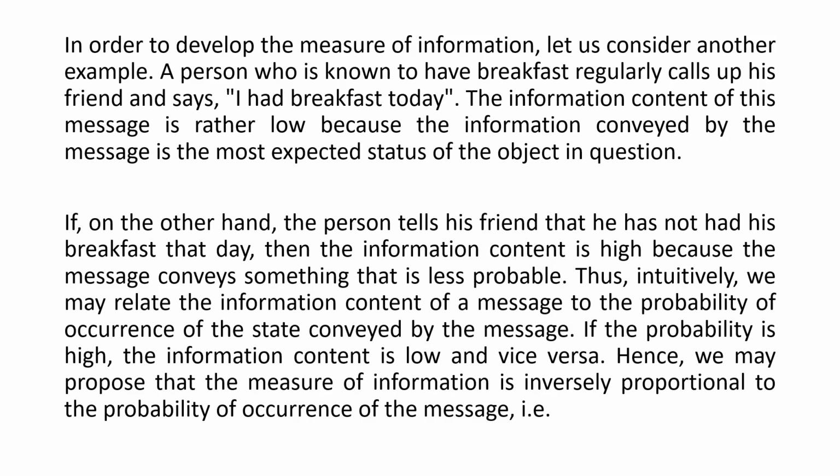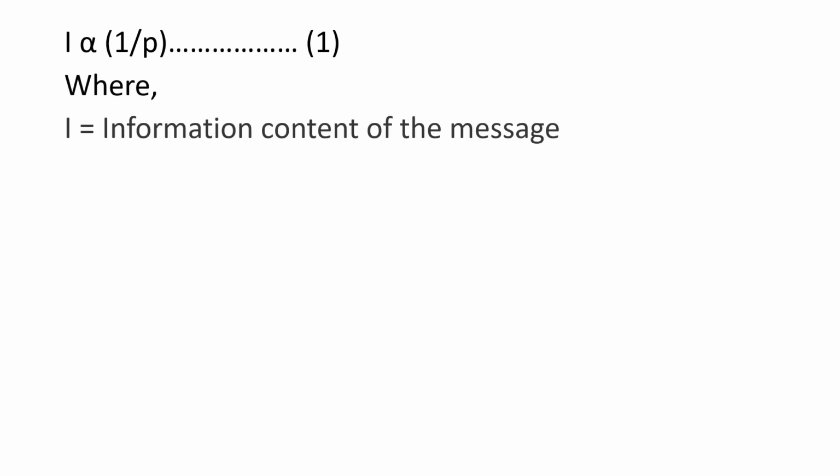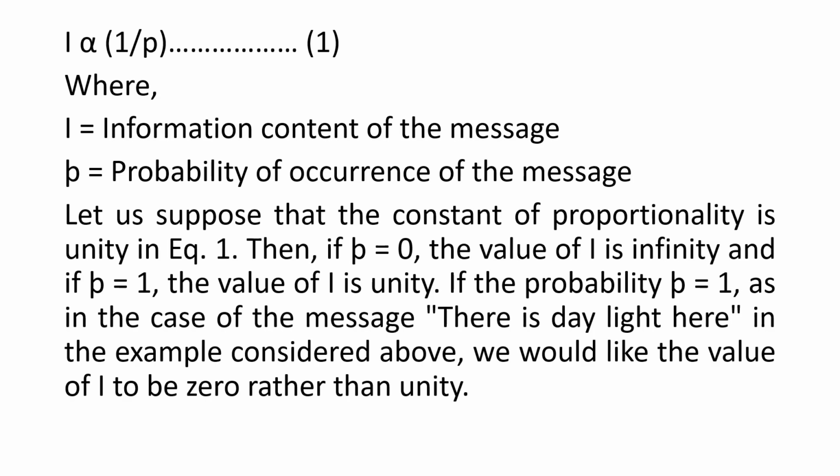Hence, we may propose that the measure of information is inversely proportional to the probability of occurrence of the message. That is, let us see equation 1, where I is inversely proportional to P, or I is proportional to 1 by P, where I indicates the information content of the message and P indicates the probability of occurrence of the message. Let us suppose that the constant of proportionality is unity in equation 1.